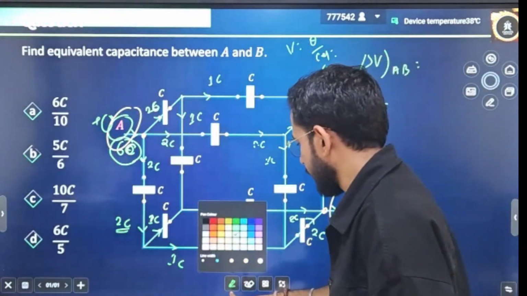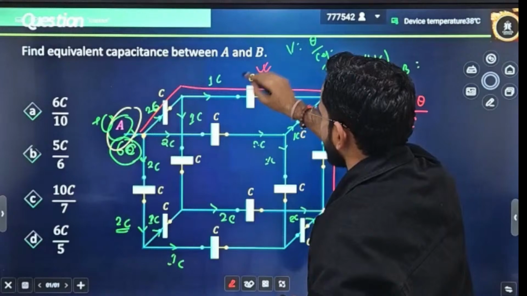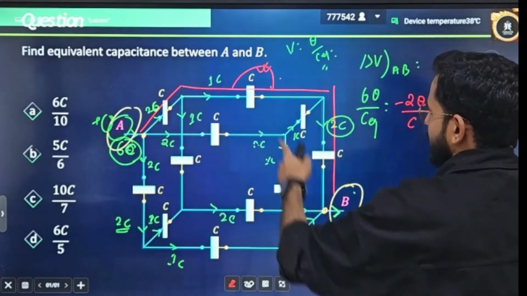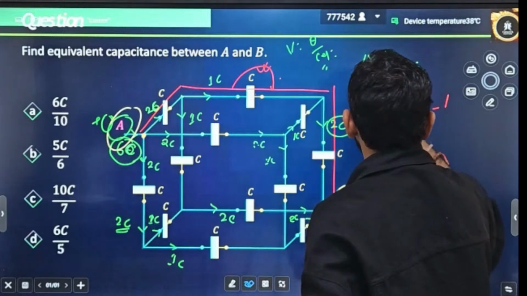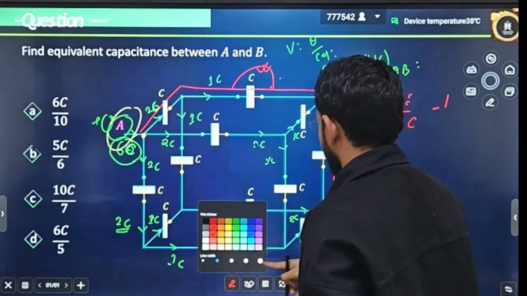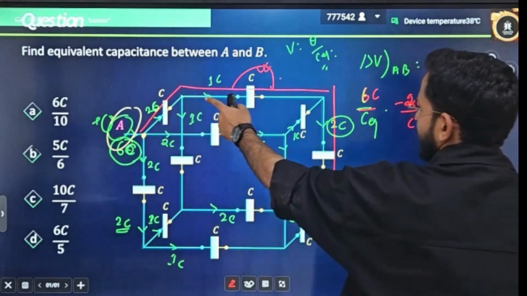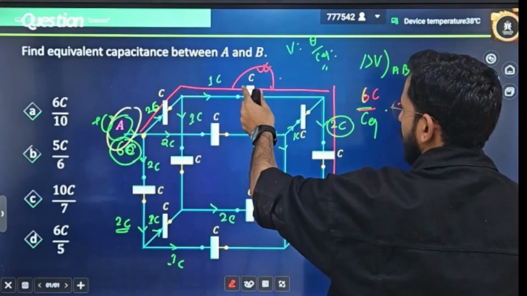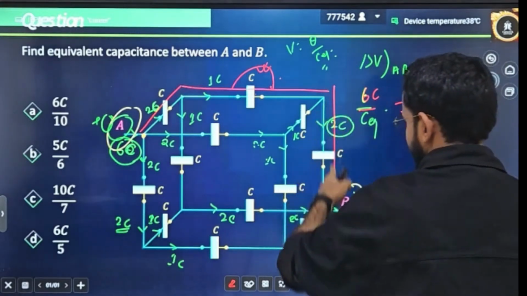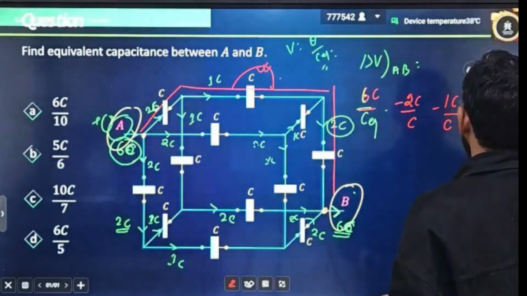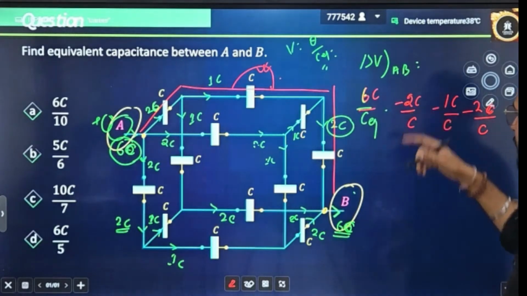Now apply KVL. I have told you how to write KVL from point A to B. Take any one section of your potential difference, you will write across this one. Again you will write minus. What is the net charge flowing through this? There write 6 coulomb charge. There you will write 2 coulomb charge. Now tell me in this section how much charge is coming? It is again 1 coulomb divided by capacitance, that is C. And in the final section, where you are reaching point B, how much charge is coming? Again 2 coulomb charge divided by C. Now don't cancel the C and C.